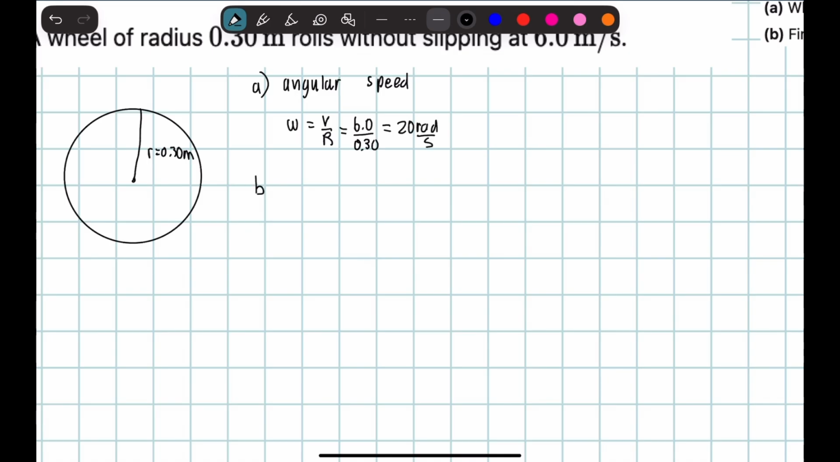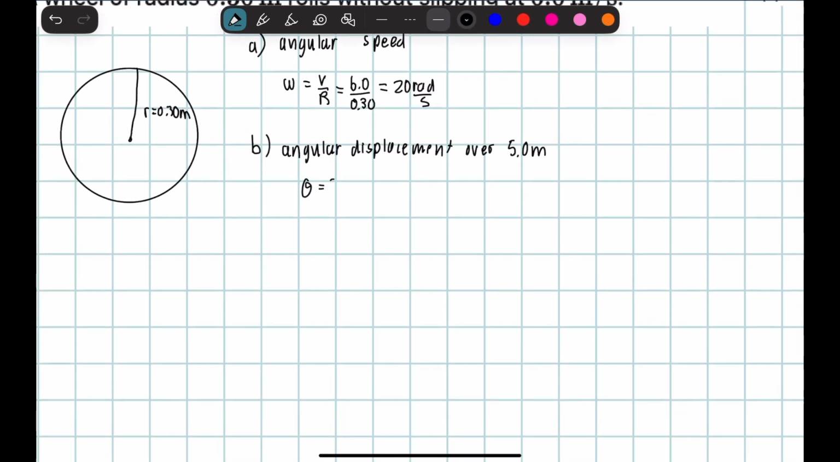Now let's find the angular displacement over 5.0 meters. So theta is equal to s over r. That's going to be equal to 5.0 divided by 0.30, which is approximately 16.7 rad.